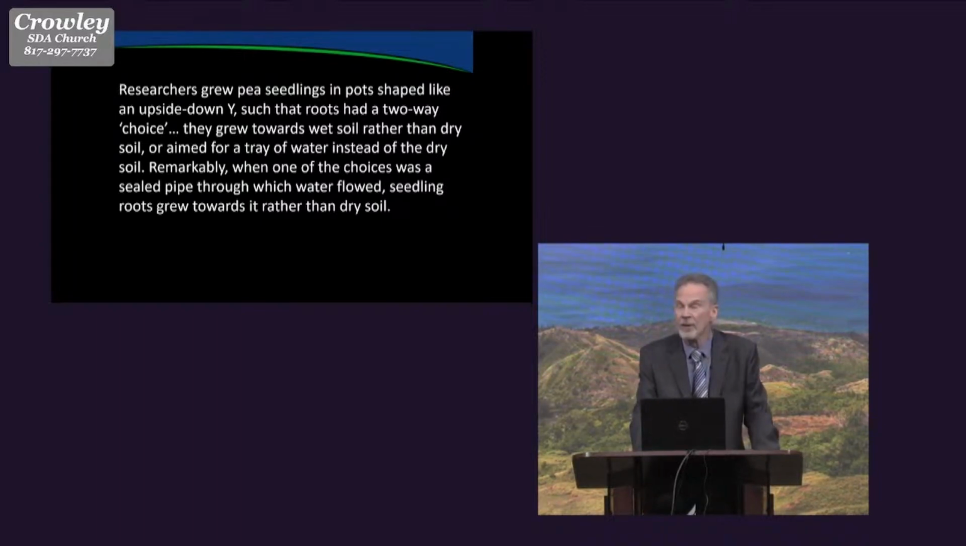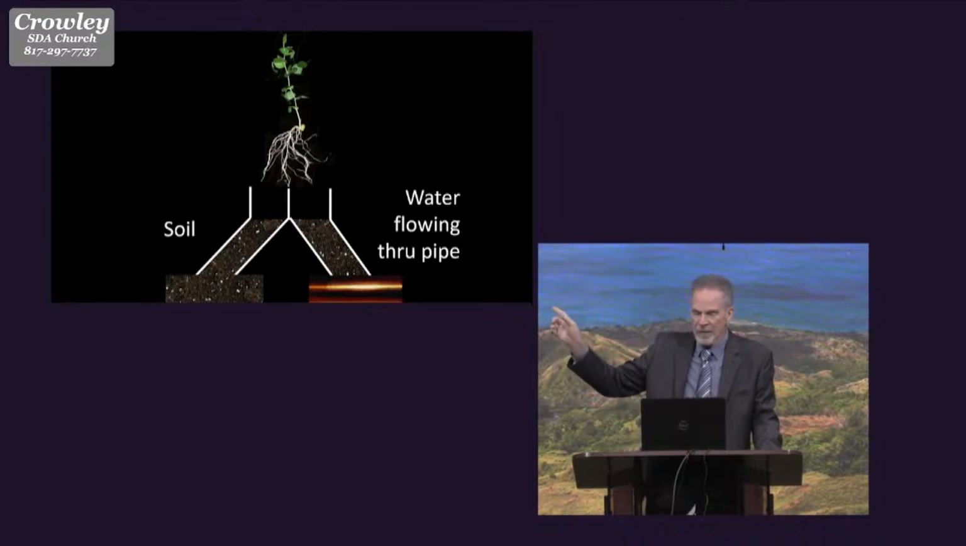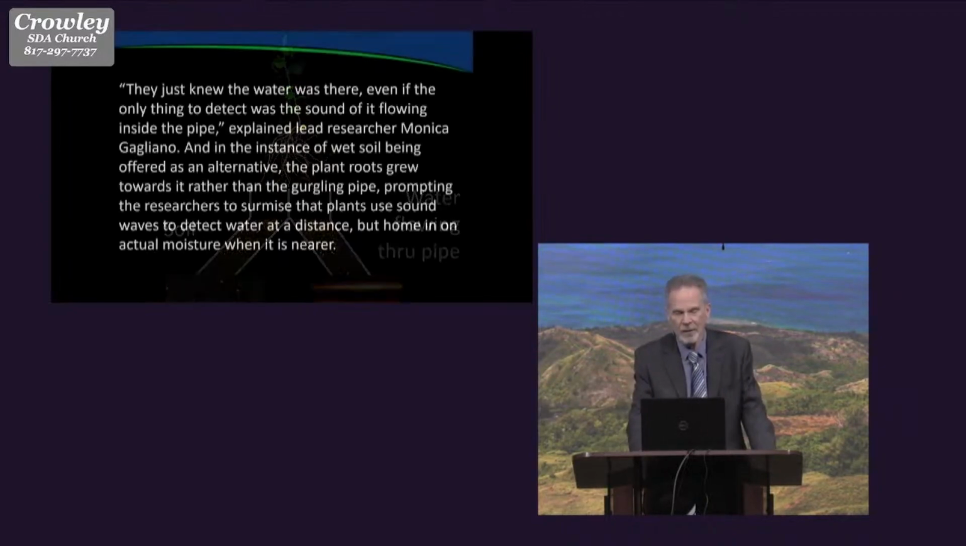So I put together this little illustration of what that would have looked like, okay? So you have water flowing through a pipe on one side, and the vibrations caused by the water cause the plant to direct the roots down that tube instead of the other, even though the soil content, as far as moisture, was identical in both sides. But the roots knew that they should go towards that sound of gurgling water.